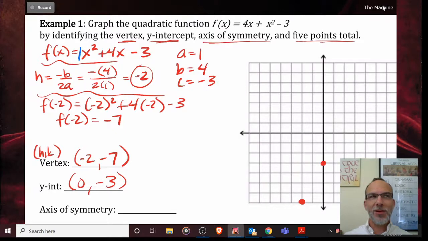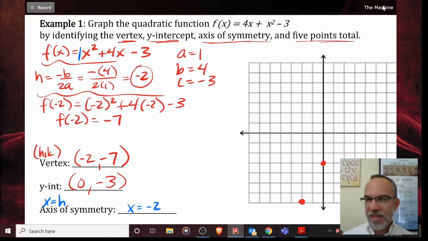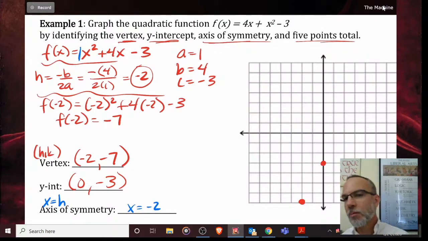But wait a minute. I've also got an axis of symmetry. Doesn't the axis of symmetry go through the vertex? Yes, it does. And the axis of symmetry is always going to be x is equal to the h value. So that's going to be x is equal to, what was my h value? Negative 2. Now, this is a vertical line because all x's are negative 2. It's not a solution to the function, right?